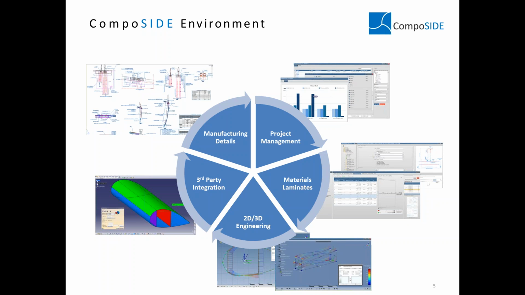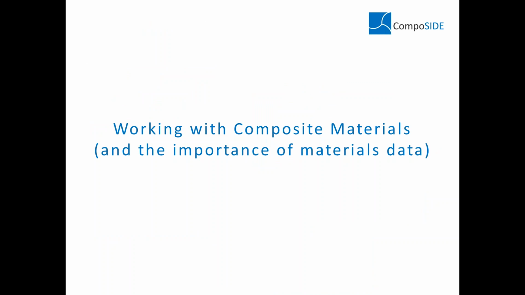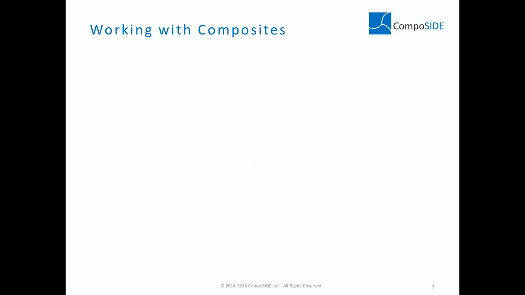We'll provide further details and demonstrate some of those functionalities later on in the webinar, but for now we wanted to highlight the importance of the material data in this process. It is obviously something which stands at the beginning of any engineering work which is done with composites, and therefore it is of primary importance that we have the choice and the ability to select the right materials. So, working with composite materials and the importance of materials data.